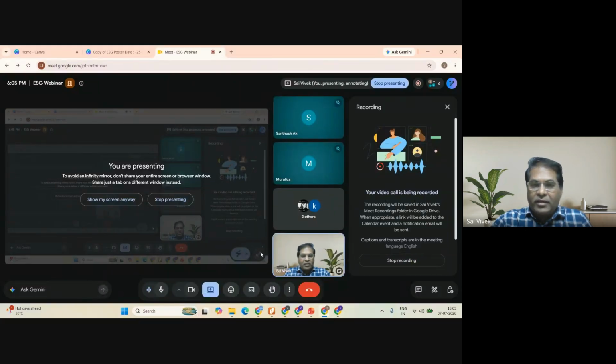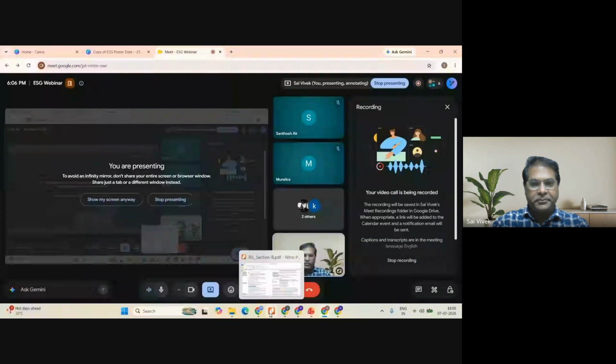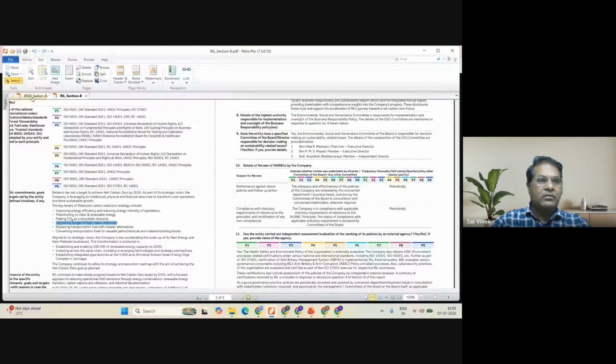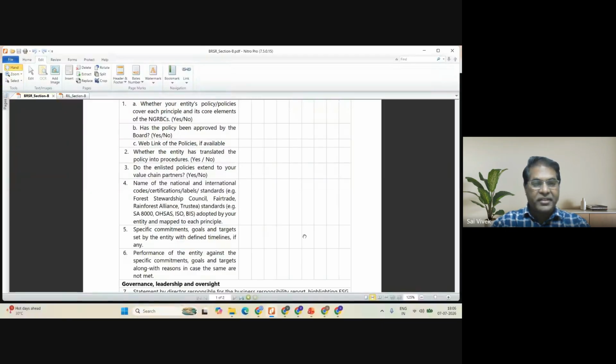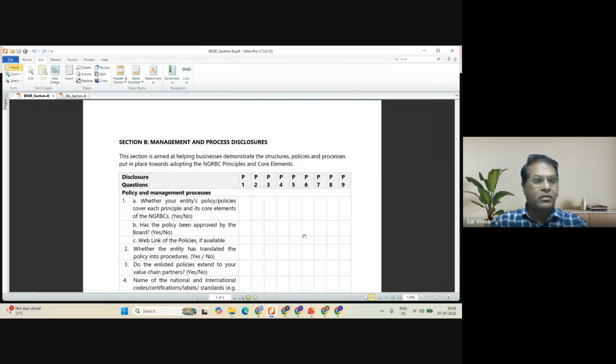I will show you the BRSR template released by SEBI. I'll display this here. I have extracted the pages from BRSR of section B, and it consists of only 2 pages. And as you can see here, section B is about management and process disclosures.